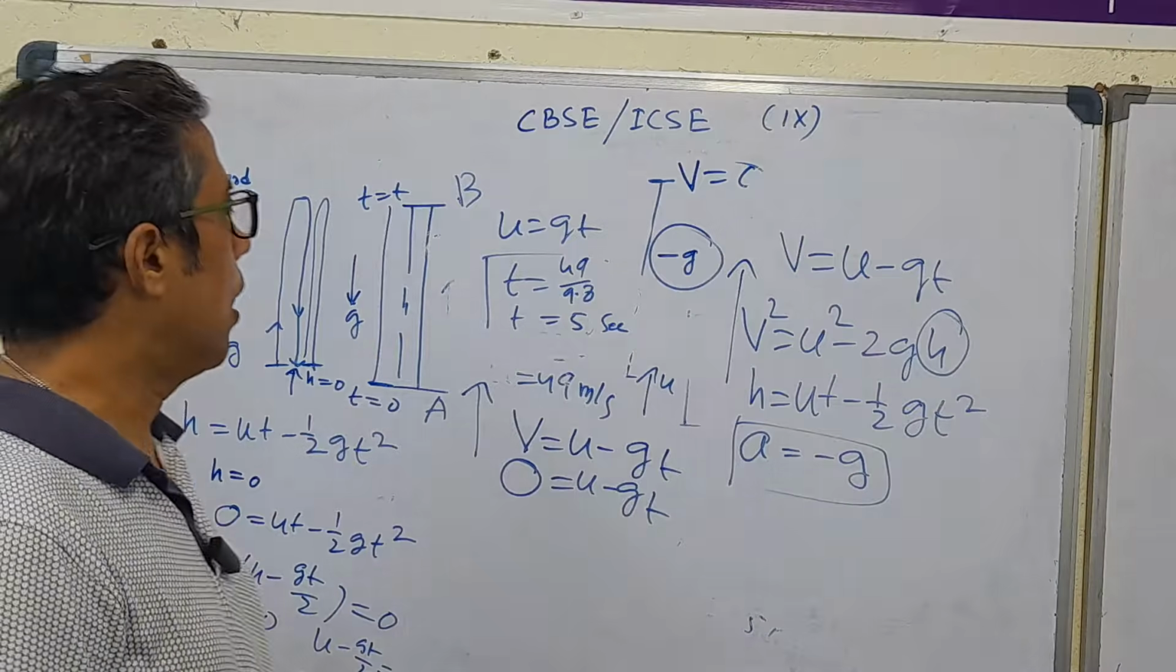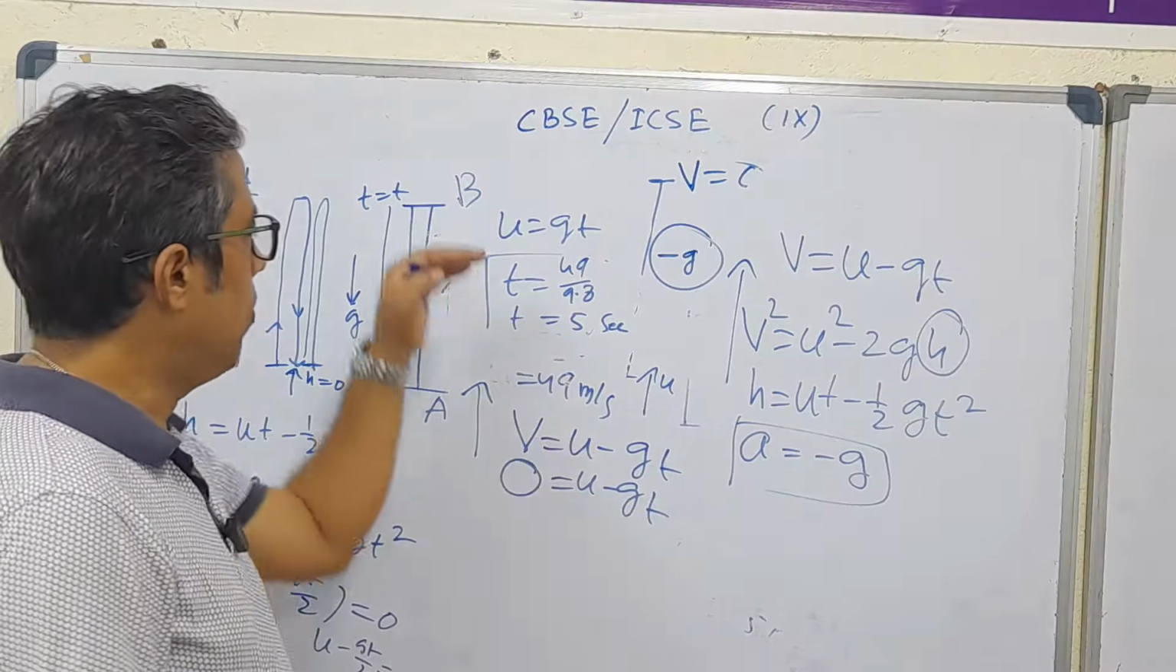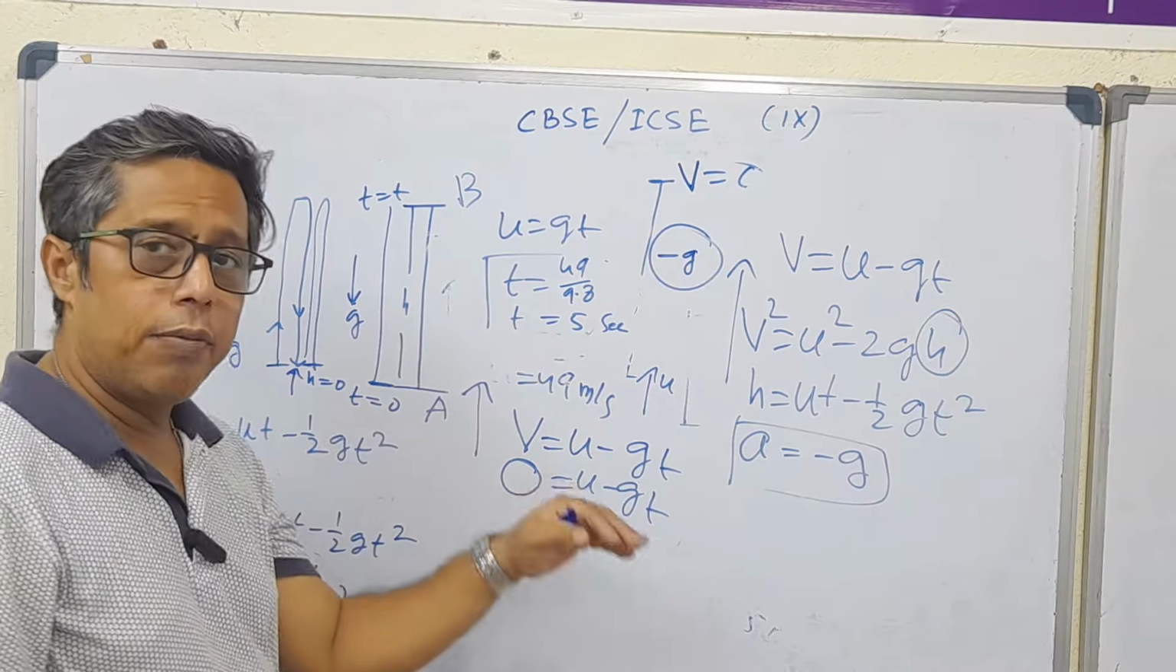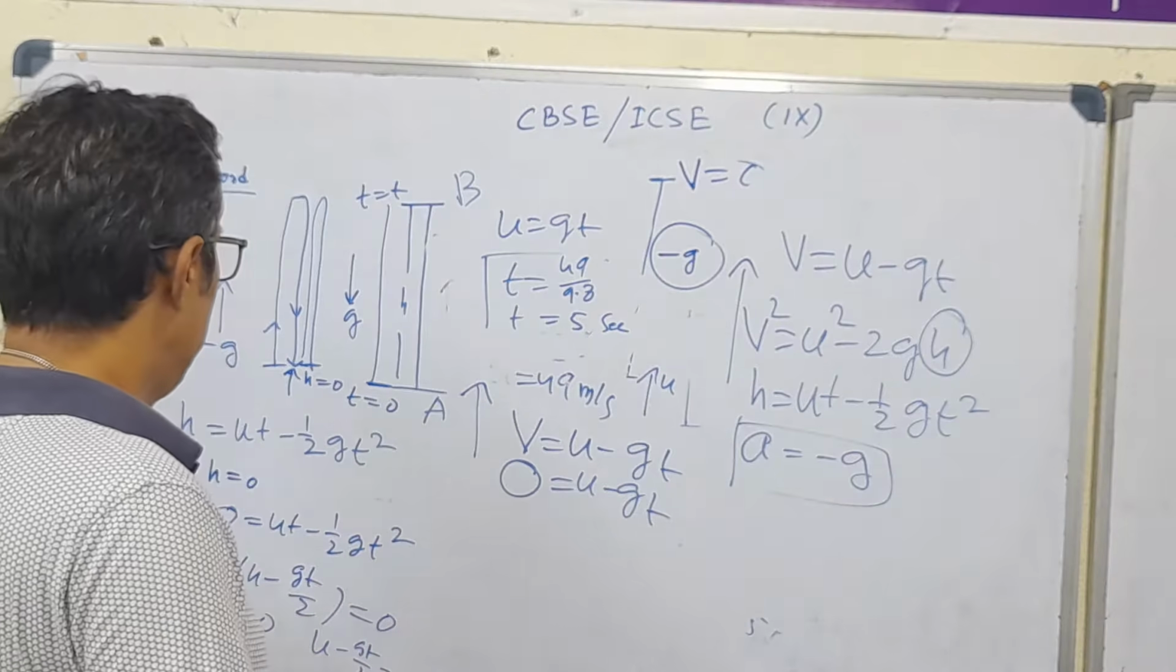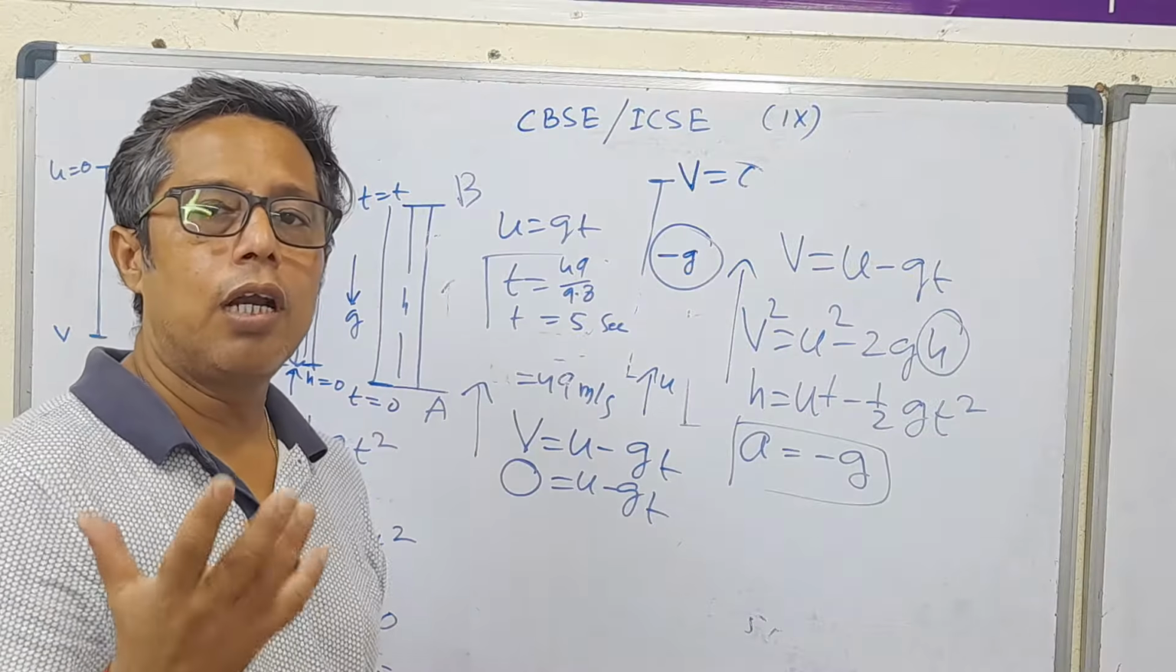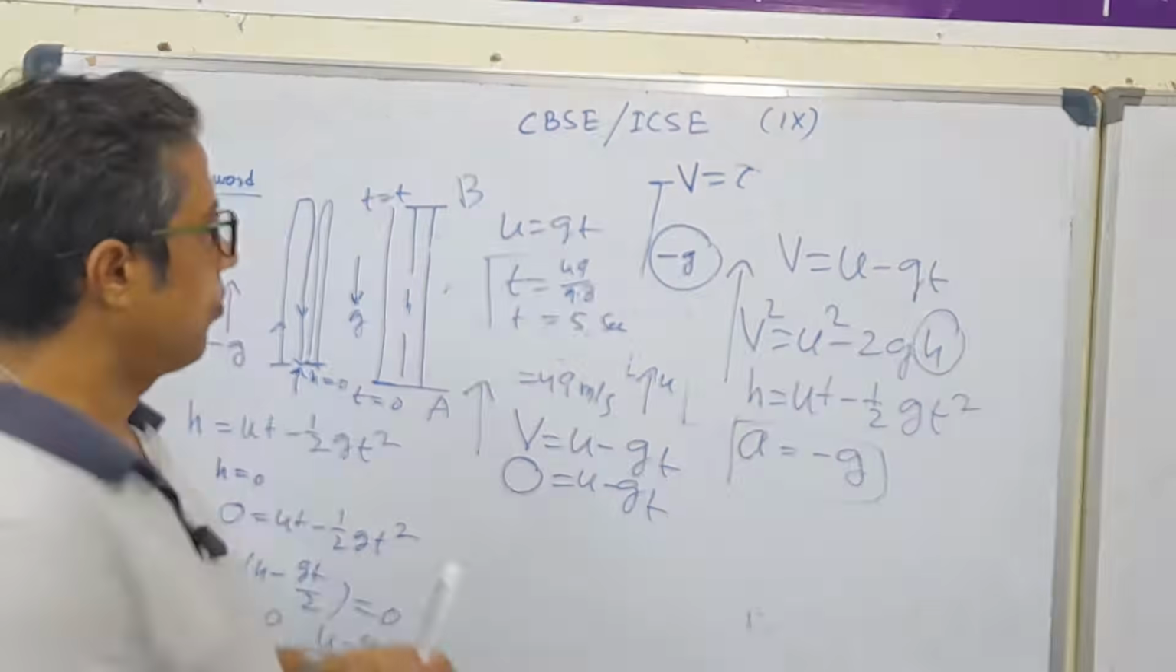Now again, when it comes down, it will take the same time. So total time is 10 seconds. That's called the total time of flight. Now I will show you how to calculate the total time of flight, right?